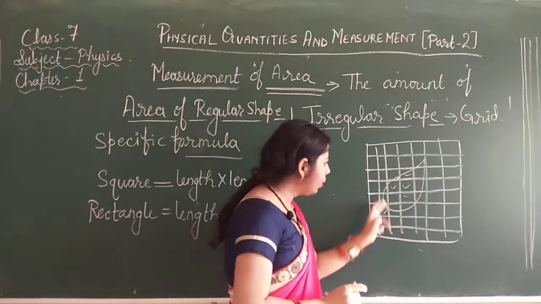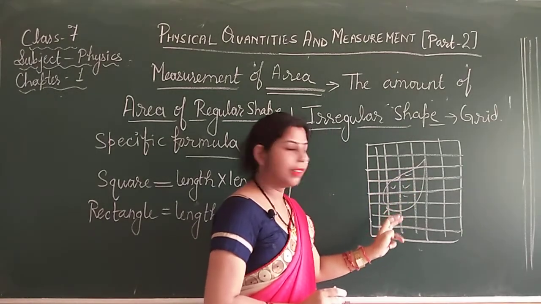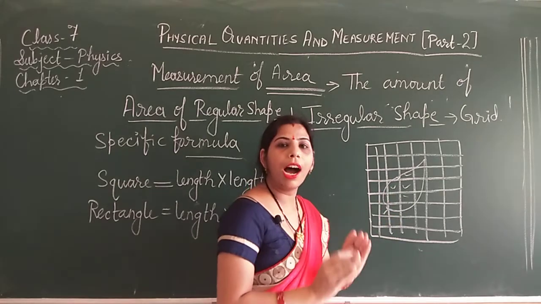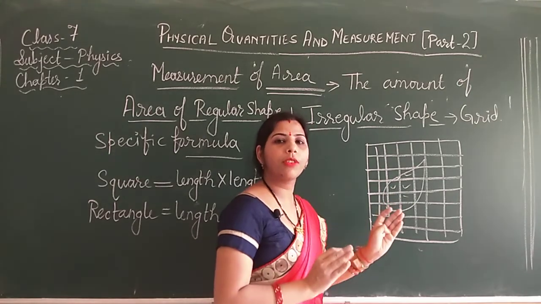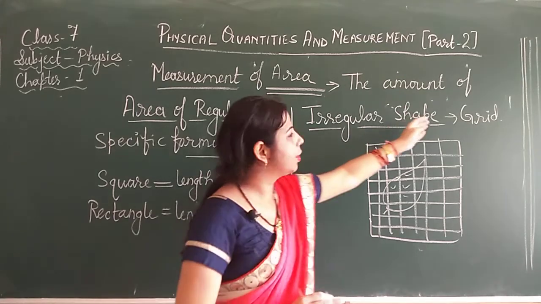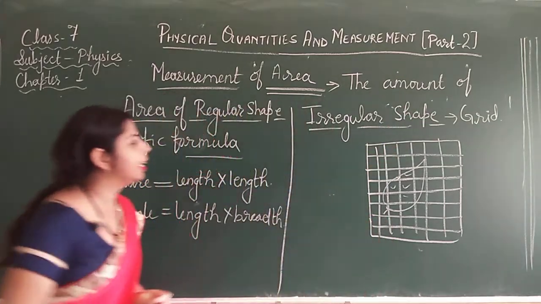Now count the total number of full boxes as well as the total number of half boxes or more than half boxes, and that will give the area of the irregular shape.